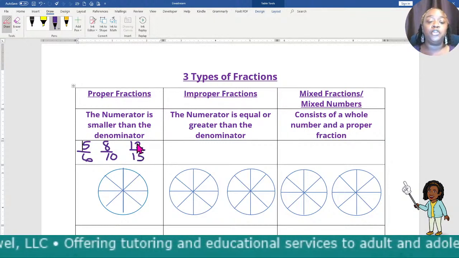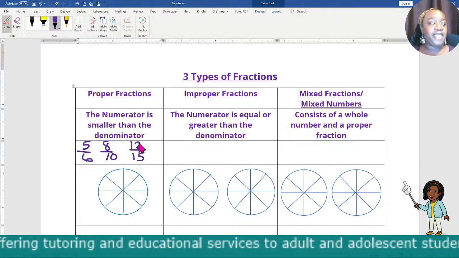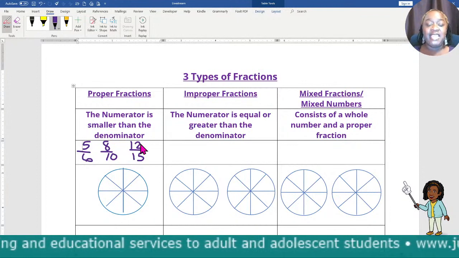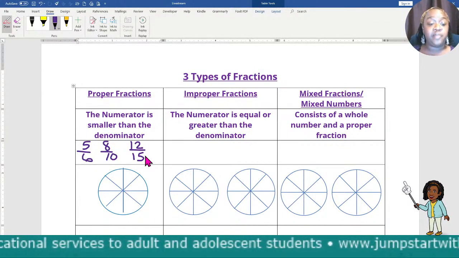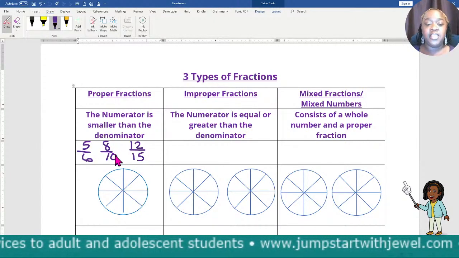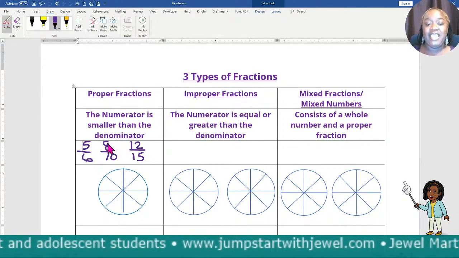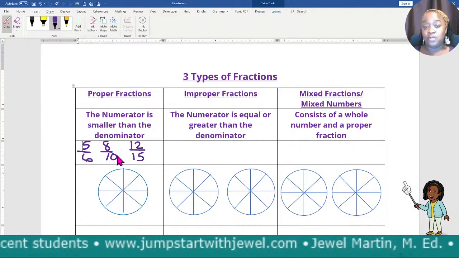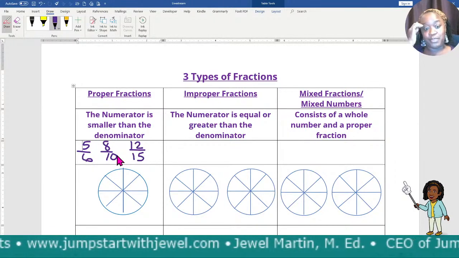So remember, the numerator is the number on top. That's the number that we're referring to, the one that we're shading in. The denominator, the number on the bottom, is the total number of parts. So for instance, if the fraction is 8/10, if you're looking at a picture of a fraction, 8 would be the parts that are shaded in, and 10 would be the total number of parts in the entire shape or group. Okay.